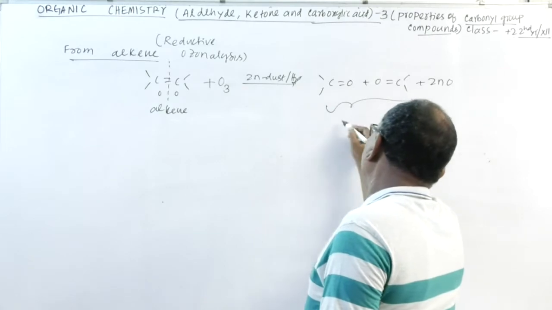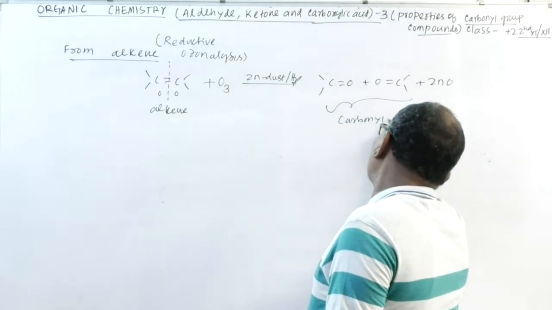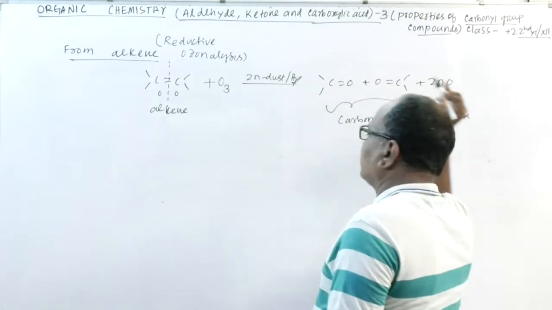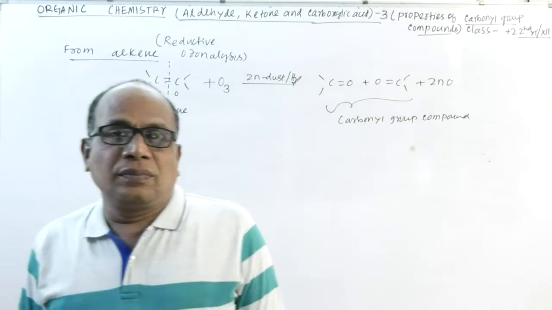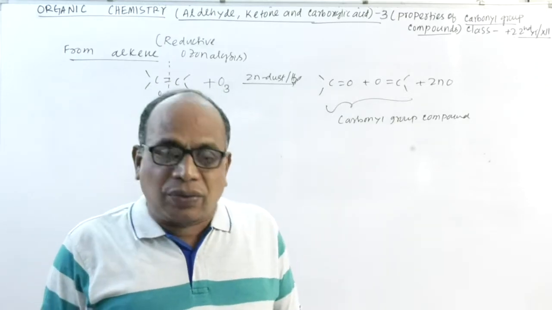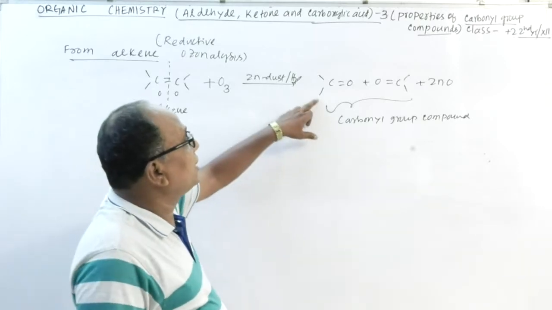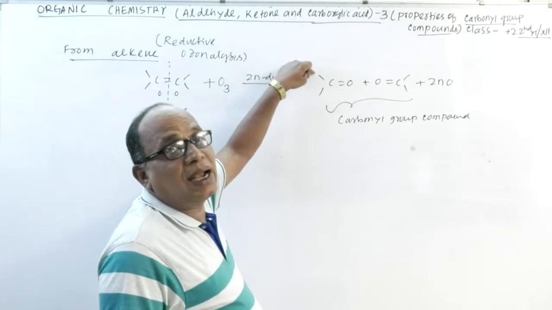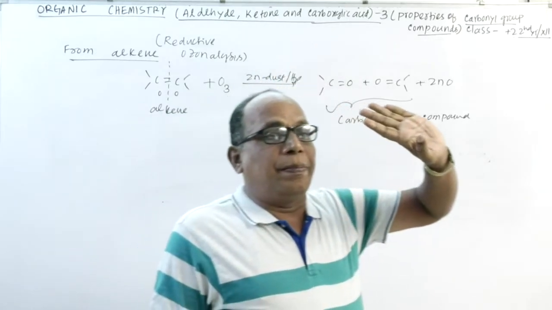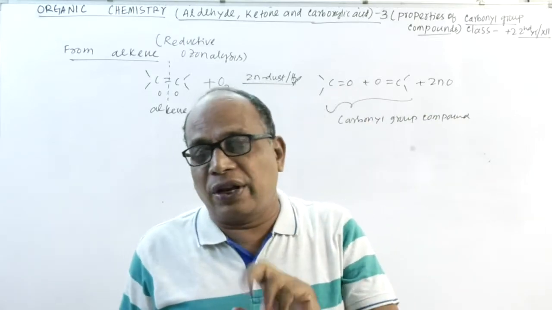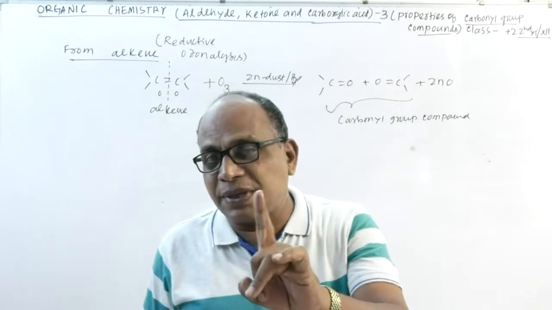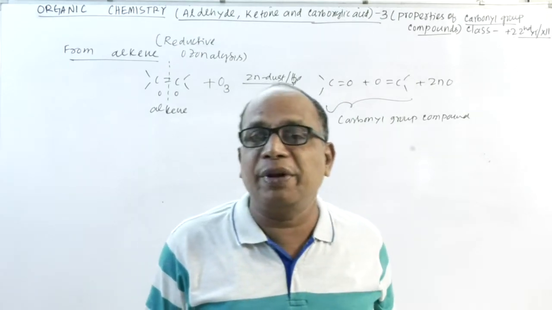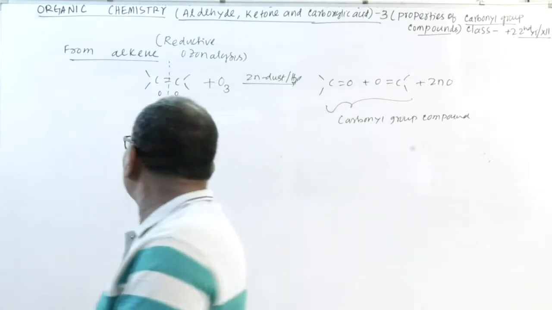These are the carbonyl group compounds, which may be aldehyde or may be ketone. That depends: if it has H, this is an aldehyde; if it has two carbon groups, this is called a ketone. That means the branched chain alkene gives a ketone, and the straight chain alkene gives an aldehyde, a mixture of aldehydes. Let us do some examples.